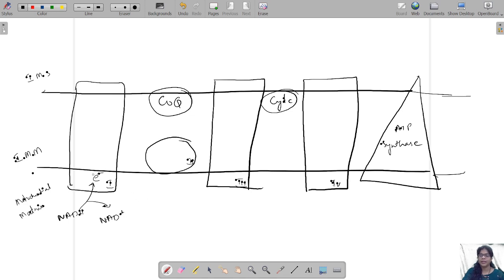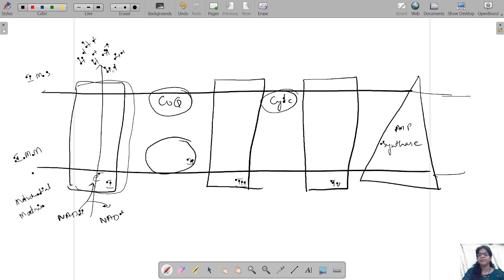Right? Once the complex receives the electrons, this complex gets excited, and the movement of protons takes place from the mitochondrial matrix to the intermembrane space. This is the first step that happens. So please remember that NADH only enters complex 1 of the electron transport chain.